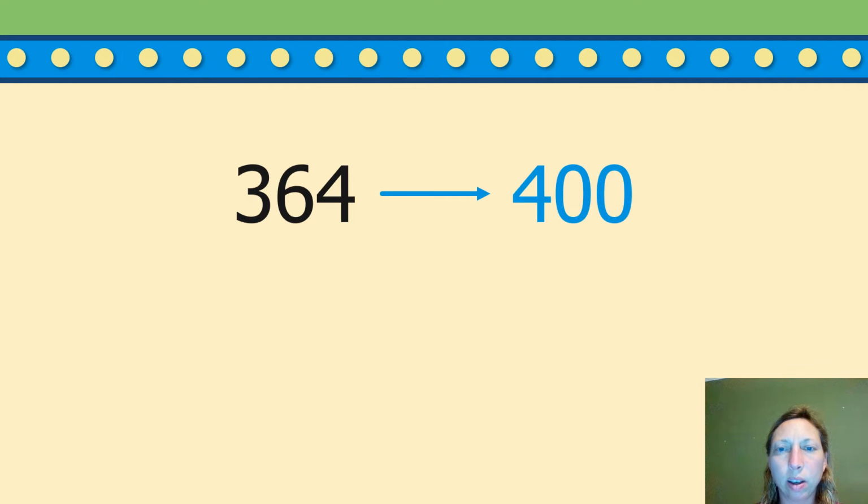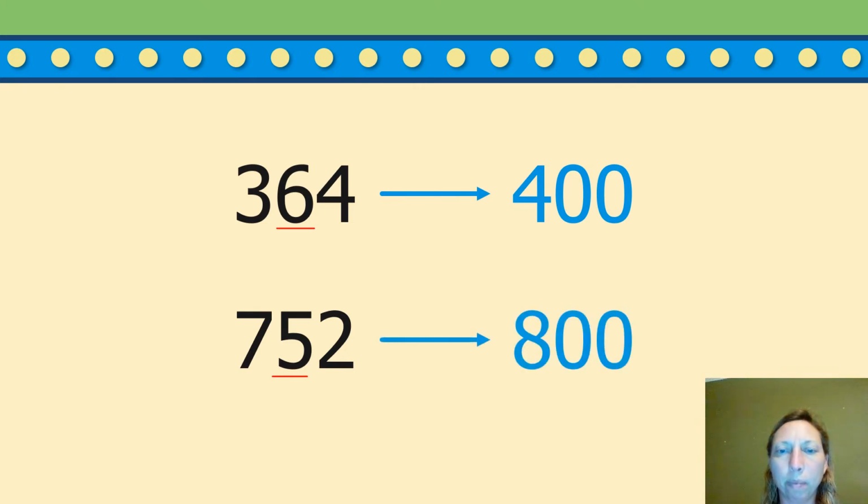Okay, so when we're rounding to the hundreds place, we're going to look at the tens column. So if we look at this 6, we know that 5 and above, they're going to round up to the next hundred. So 364 will round to 400. 752 will round also up to 800.